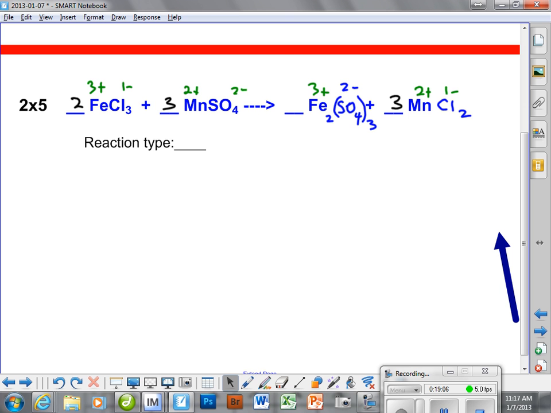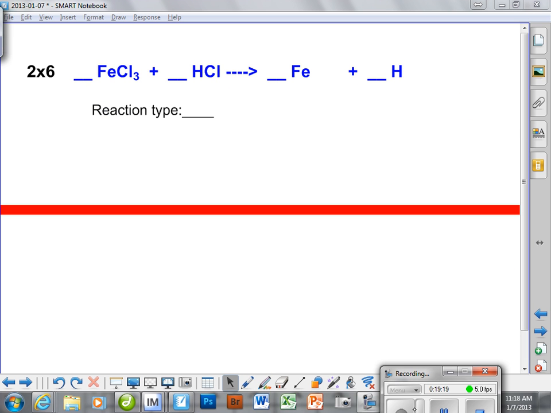So we have ourselves a balanced equation, and at this point in time we can go ahead and put in the 1 for the coefficient of the iron sulfate. So that's your next one. Let's go on to the last one.